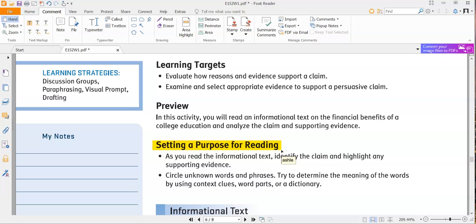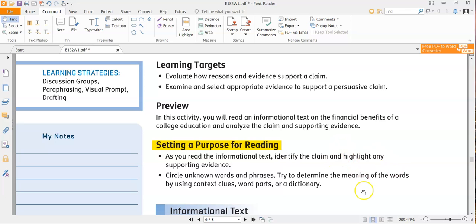Now, when you read, I always tell you that you should annotate, but sometimes I'm a little bit vague on what exactly you should annotate and how you should do it. So oftentimes you end up confused. Well, the setting a purpose for reading is where it tells us specifically what we should be looking for while we're reading, so that our annotations can be guided and focused on what's actually going to help us pay attention to, which is pretty neat.